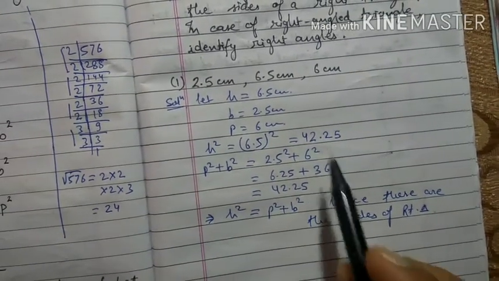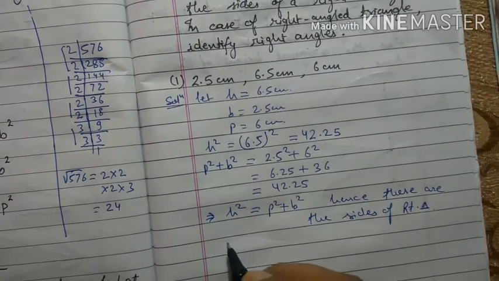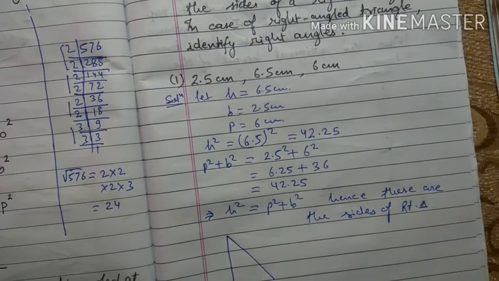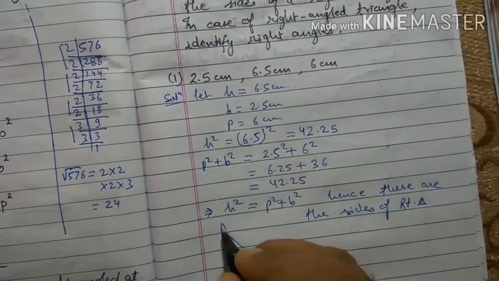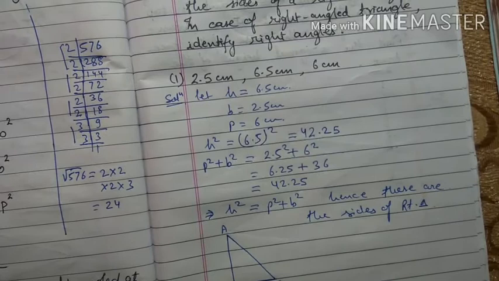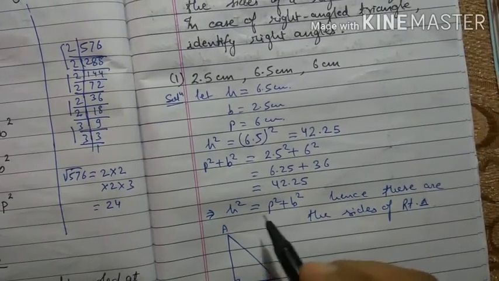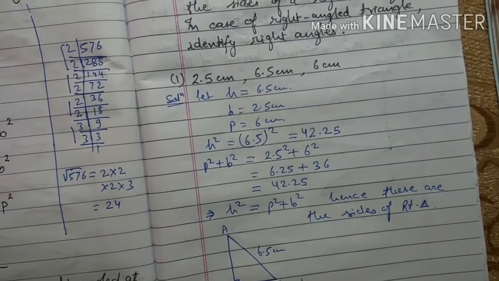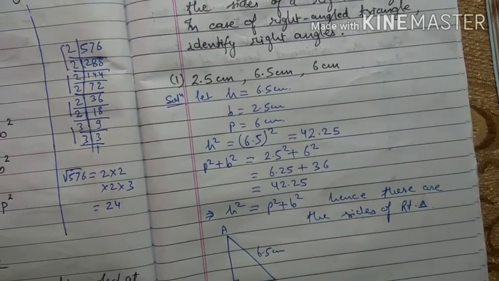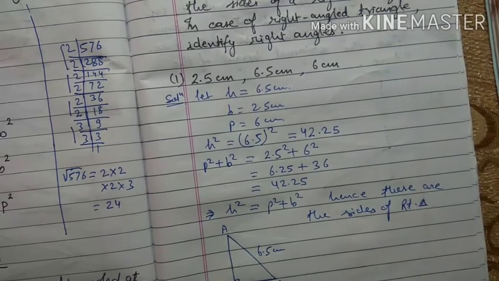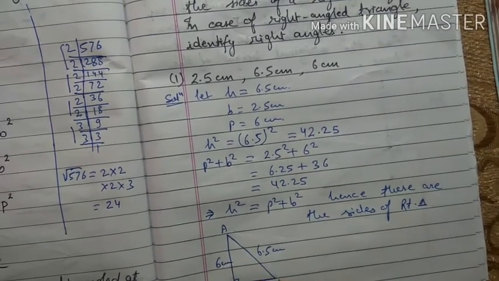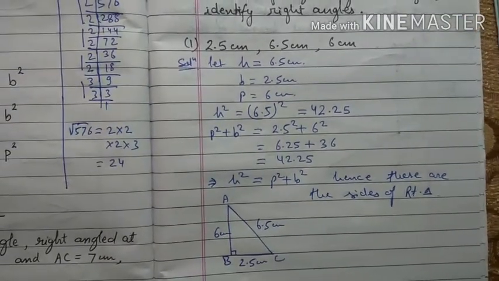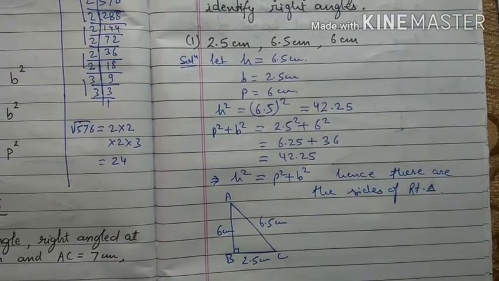Now also we have to find the right angle of the triangle. So for that we may draw triangle ABC. The hypotenuse is the biggest side, that is 6.5 centimeter. Now this one is the base, 2.5 centimeter, and the perpendicular is 6 centimeter. So triangle ABC is the right angle triangle.